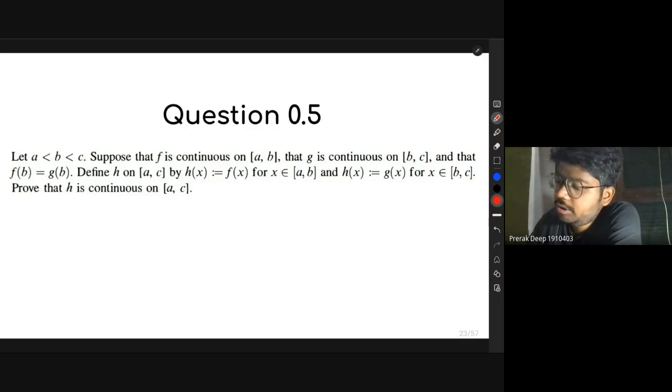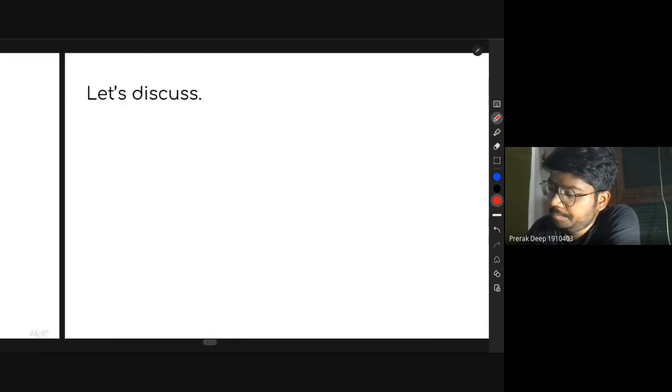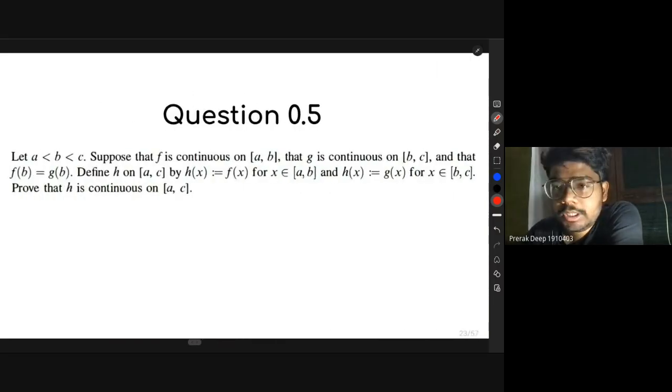If there is no question, then we can move ahead and discuss this question, point 5.